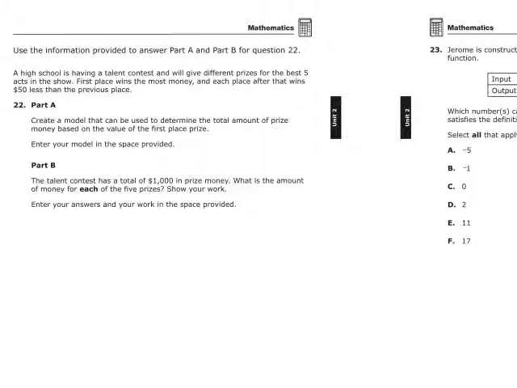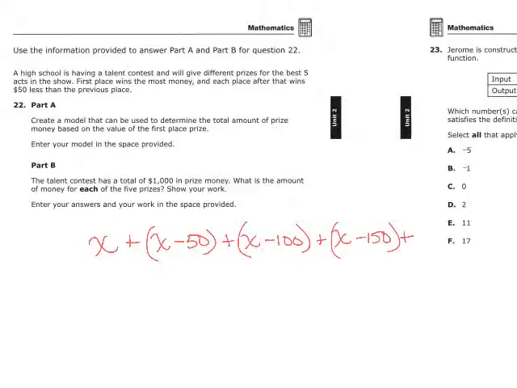that your first place winner gets an X amount. And then the next person gets X, was it minus $50? And then the next person gets X, whatever the initial winner is, but minus 100. And then the fourth place winner gets X minus 150. And then the fifth place winner gets X minus 200. And then eventually you set it all equal to 1,000. So how do you divvy that up?